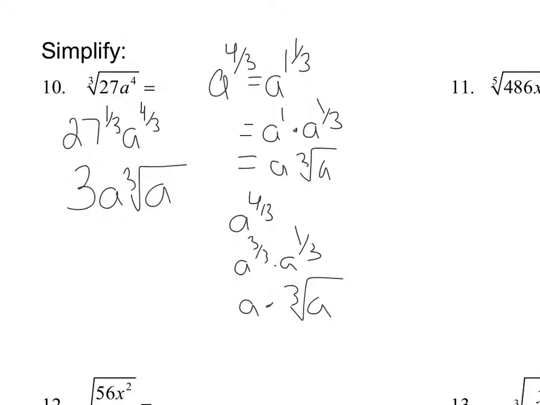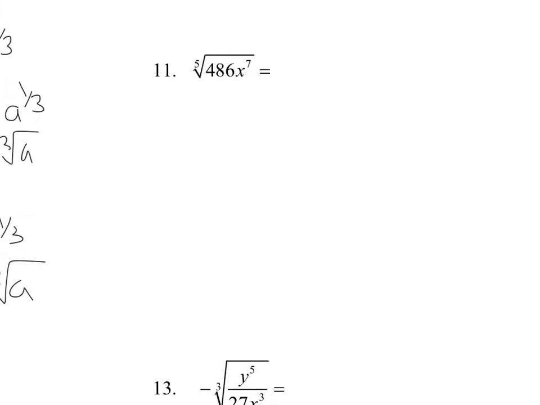Okay, but either way, we have to be able to simplify down to this. Let's take a look at some more. All right, so fifth root of 486. So I'm going to just plug that in the calculator, see if it is, because I have no idea off the top of my head. So it is not a perfect fifth root.